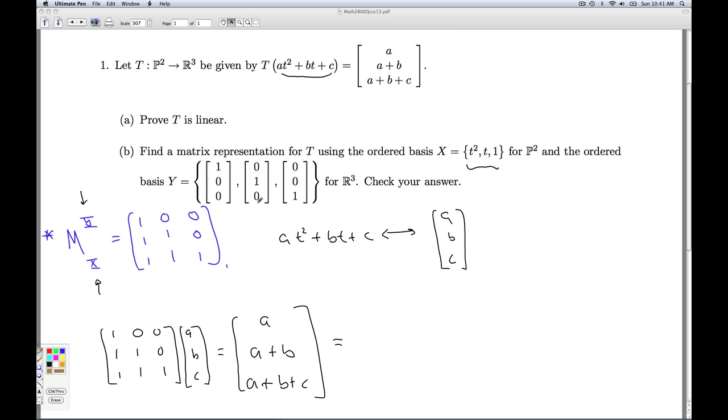And as we mentioned before, since this is the standard basis of R3, this is the same as the coordinate representation of this vector using y. So I took the x coordinate representation of this generic element of P2, multiplied by this matrix, and got the y coordinate representation of the image. So that means it's doing its job.